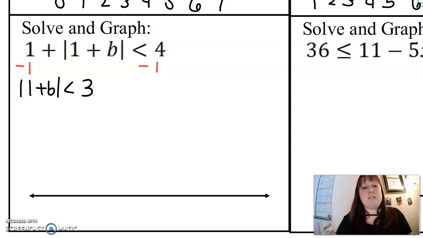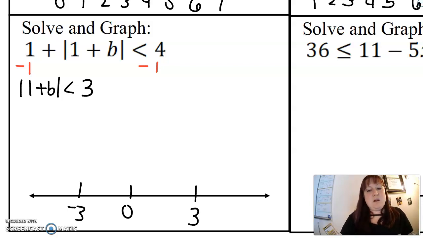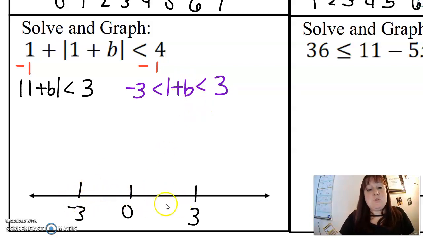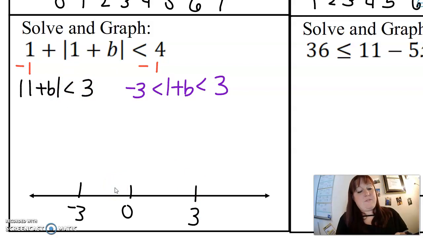But let's think about what absolute value really means. Absolute value means distance, right? So this means the distance from all of this stuff to 0 is less than 3. On a number line, where would the distance of some number be less than 3? If this is 0, here's 3. If I'm over here at negative 3, anywhere in between, then I'm less than 3 away from 0, right? So to rewrite this absolute value inequality, 1 plus b has to be less than 3 and greater than negative 3, right? It has to be in between negative 3 and 3, because then the distance would be less than 3. So let's solve that.